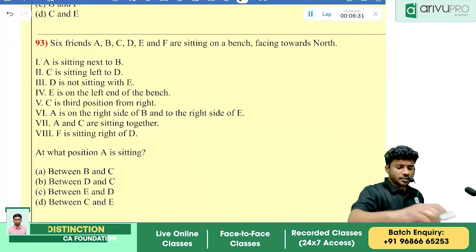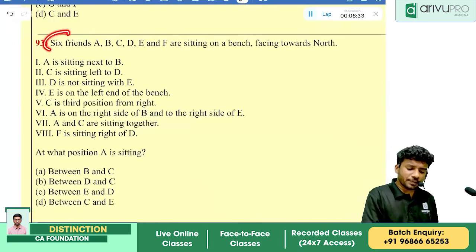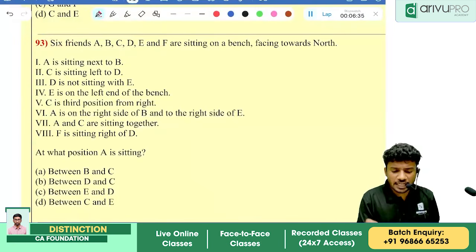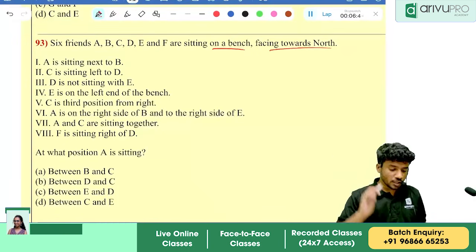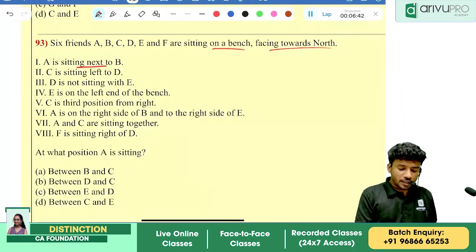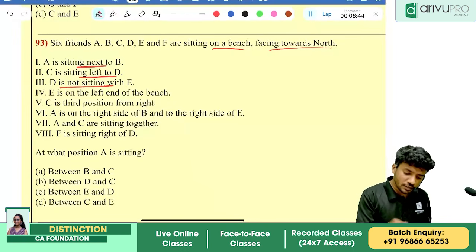How many people are there in total? 6 people are there in total. A, B, C, D, E, F are sitting in a row facing north direction. Normal question. A is sitting next to B. C is sitting left of D. D is not with B. E is on the left end of the bench.